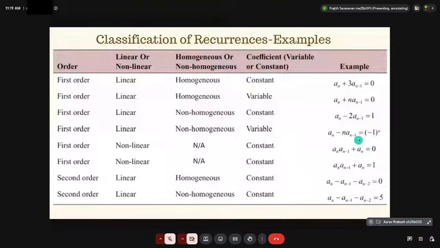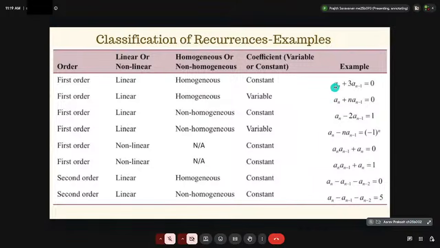Okay, so these are the examples now. Let's consider the first one: a_n plus 3a_{n-1}. We can directly see it's a linear one because there are no non-linear terms like multiplication, product, etc. And it is homogeneous because the RHS is 0. The coefficients of all the terms are constant here. So we can say it is a constant coefficient recurrence.